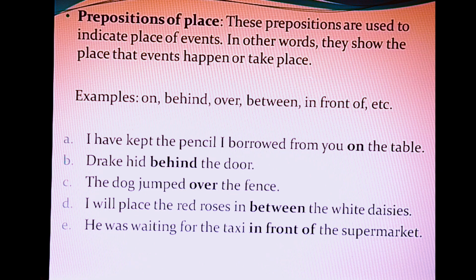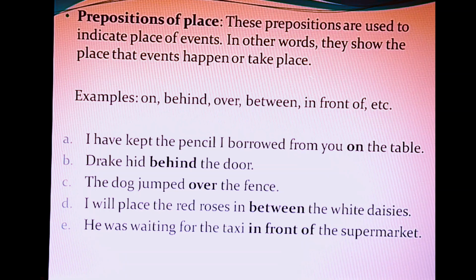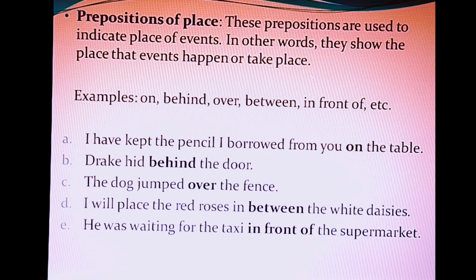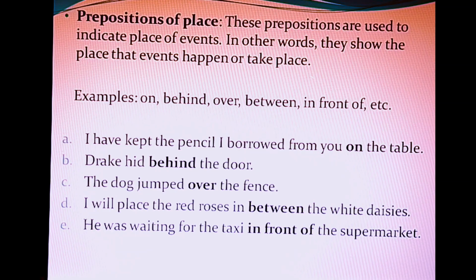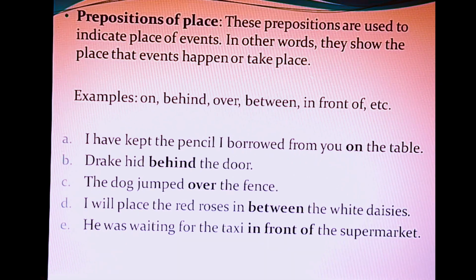The fifth one is, he was waiting for the taxi in front of the supermarket. Where was he waiting for the taxi? In front of the supermarket. In front of is our preposition of place here. So he was waiting in front of the supermarket, waiting for the taxi to come. These are all examples of how prepositions of place function in sentences.